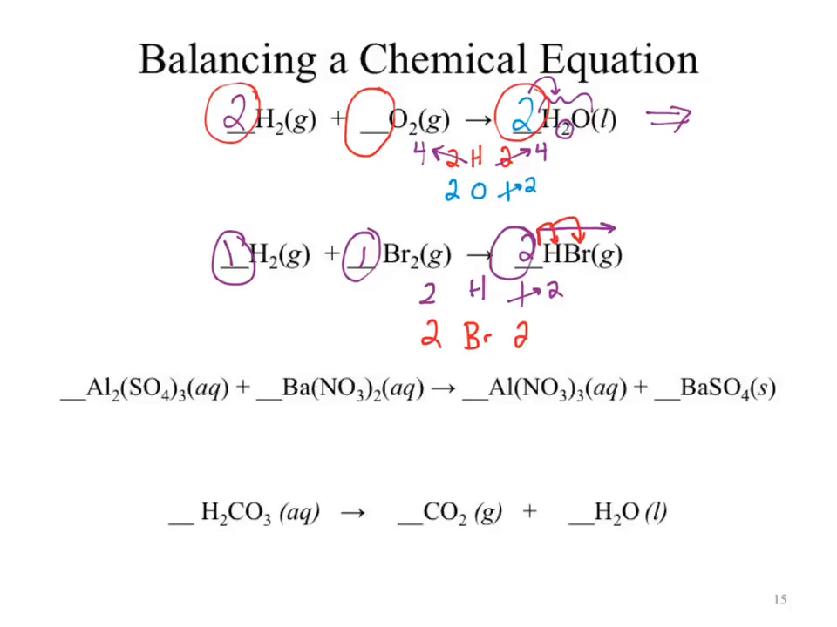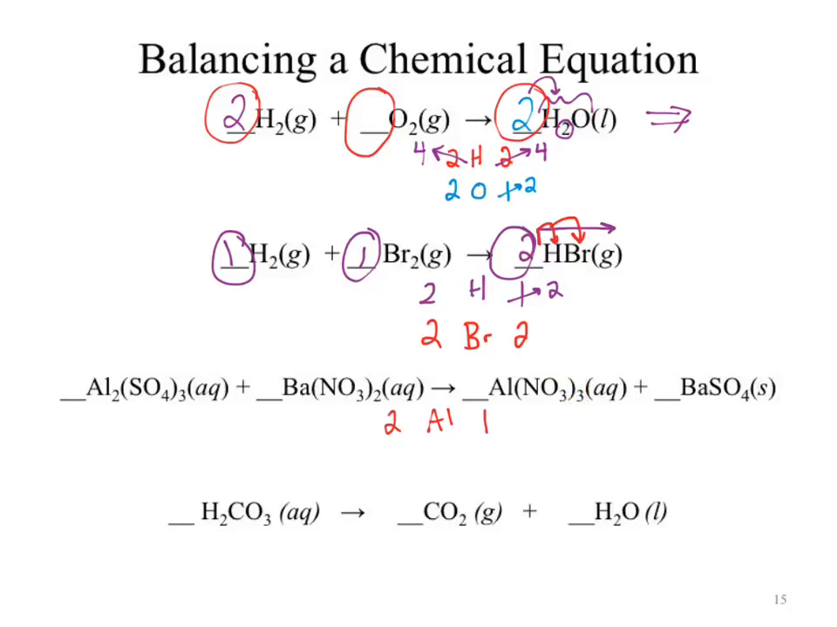Okay. Next one. Start this off with aluminum. How many aluminums on the reactant side? How many aluminums on the product side? 1. Why did that 3 not apply to the aluminum? The 3 as a subscript only applies to what's directly in front of it. What's directly in front of it? Parentheses. Is the aluminum in the parentheses? No, so that 3 does not apply.